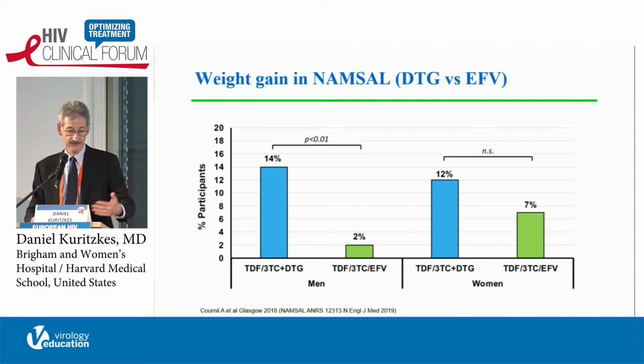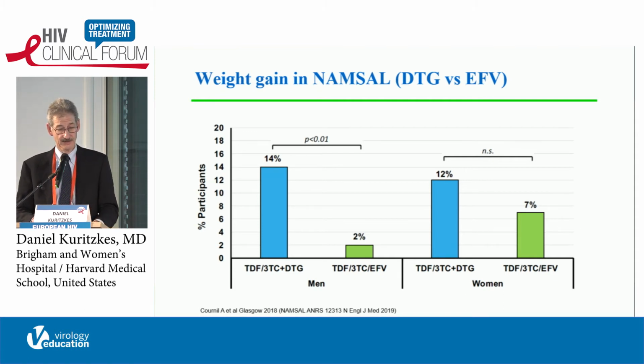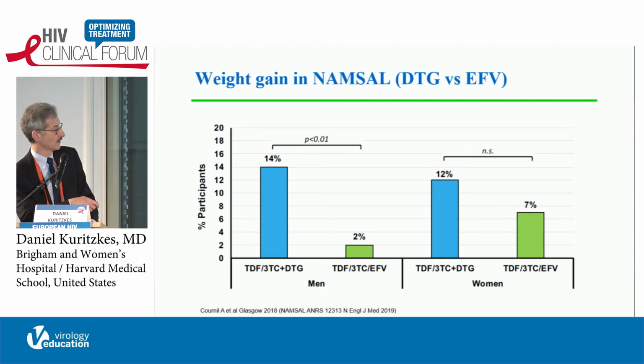And that concern was heightened a year ago with the presentation of the NAMSAL data at Glasgow, and then again with its publication this summer, showing that in men and women who received a TDF 3TC dolutegravir regimen compared to efavirenz with the same nucleoside backbone, the proportion of participants who became obese in the study was 14% in the dolutegravir arm compared to 2% for men, and 12% versus 7% in women.